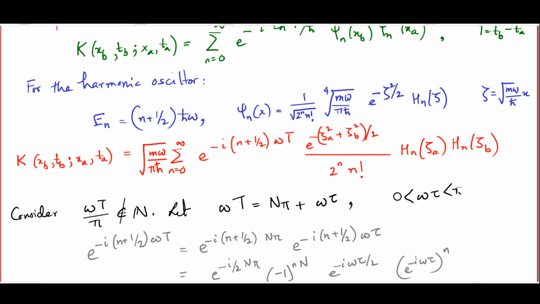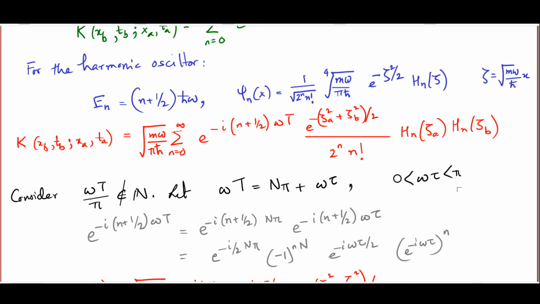And once you substitute that, this e to the minus i n plus half omega T factor breaks up into several pieces. You of course have an e to the minus i n plus half capital N pi, and you also have an e to the minus i n plus half omega tau. Now what I will do is I will separate out this into several factors, each of which will become useful in what is going to come.